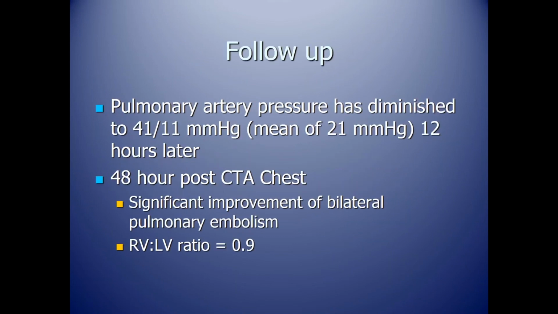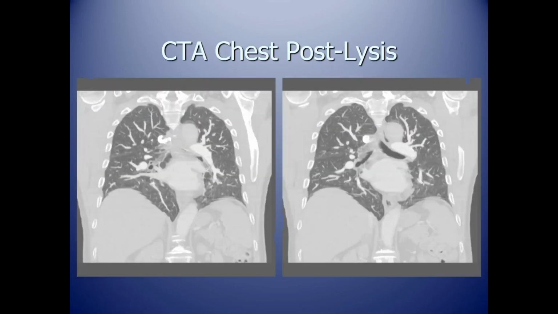And then right after, his pulmonary pressure went down to 41 millimeters of mercury. Again, he was a trial patient. We had a 48-hour post-CT, and he had a significant decrease in his clot burden, and his RV-LV ratio went to 0.9. Here, these are the coronal images from his CT. You can see significant decrease in clot burden.